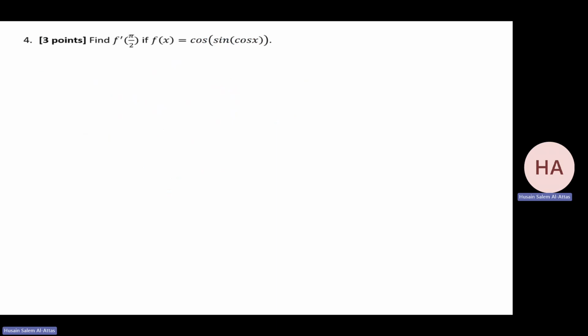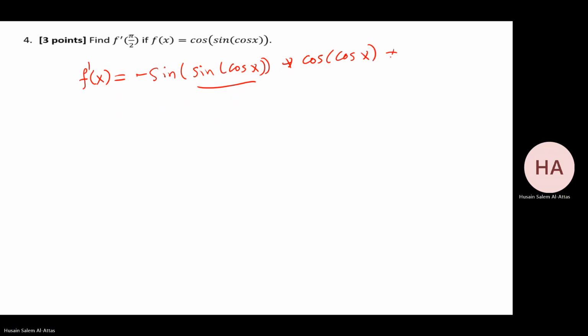Find f prime at pi over 2 if f of x equals this. First you need to find f prime. F prime will be minus sine of cosine of cosine x, times the derivative of this, cosine of cosine x, and the derivative of this, minus sine x.